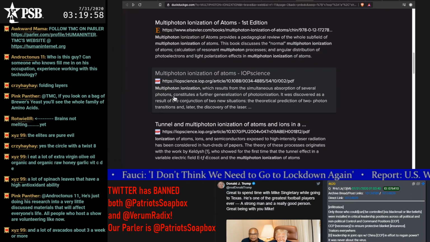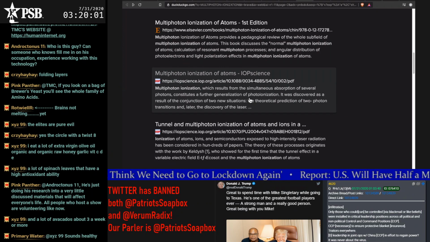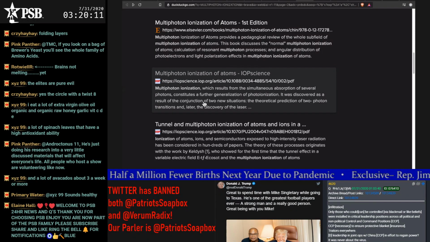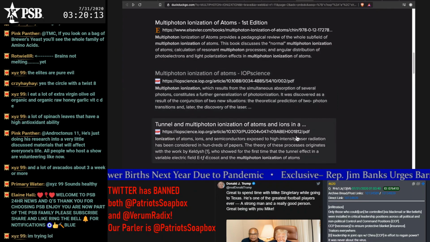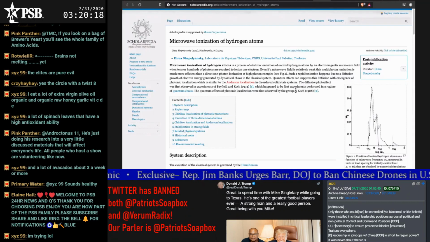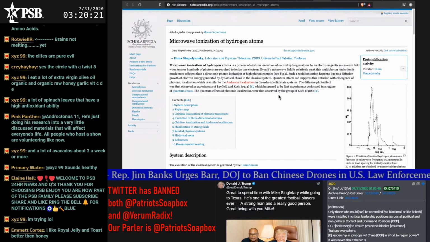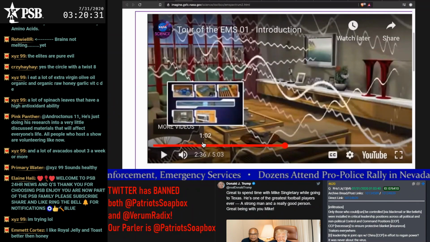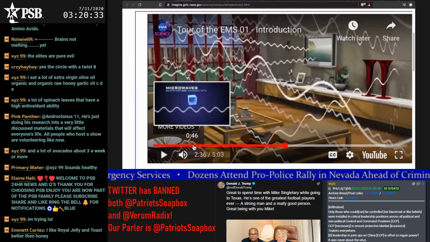Simultaneous absorption of several photons constitutes a further generalization of photoionization. Photoionization is just basically using the light spectrum and the electromagnetic spectrum, something like a laser. It was discovered as a result of the conjunction of two new situations. It gets better. We have microwave ionization of hydrogen atoms. The reason I showed you multi-photon ionization is because of the electromagnetic spectrum. Let's go back and look at this electromagnetic spectrum.